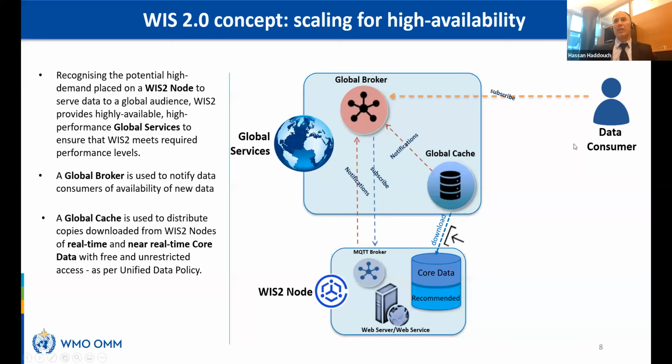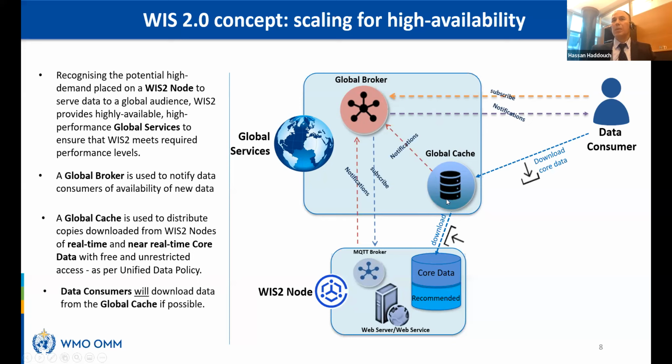And customers will subscribe to topics from the global broker, and they will receive notification of new data. And they know exactly how to download the data. If it is core data, they will download it from the global cache. If it is recommended data, they will download it from the WIS2 node.